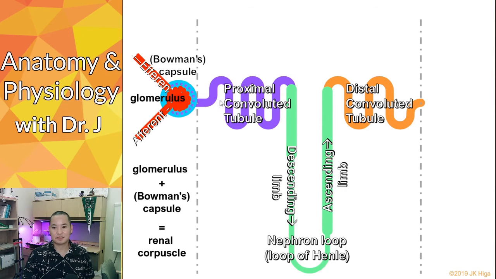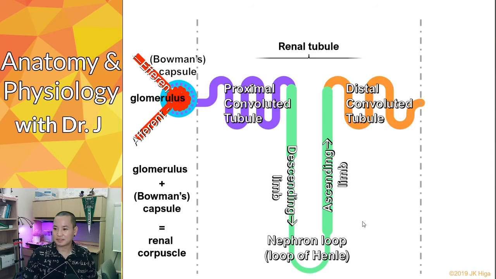So what makes it proximal and distal? Is it close to the renal corpuscle or is it further away from it? So this is the part that's closest and the first part that comes from the renal corpuscle, and this is the last segment of the renal tubule, the most distant from the renal corpuscle, in terms of flow, the path that the liquid takes through this renal tubule.